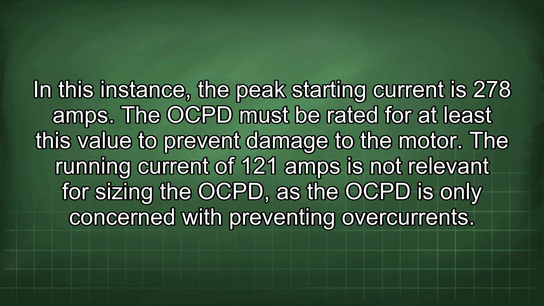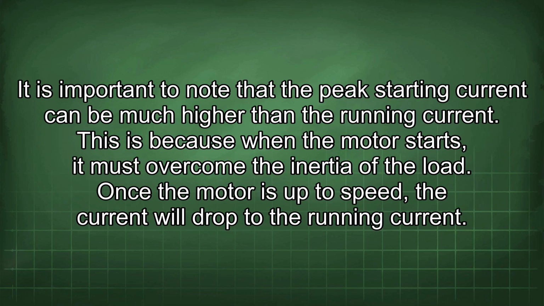The running current of 121 amps is not relevant for sizing the OCPD, as the OCPD is only concerned with preventing overcurrents. It is important to note that the peak starting current can be much higher than the running current. This is because when the motor starts, it must overcome the inertia of the load. Once the motor is up to speed, the current will drop to the running current.